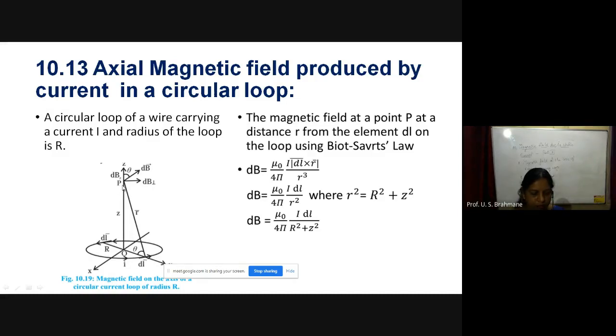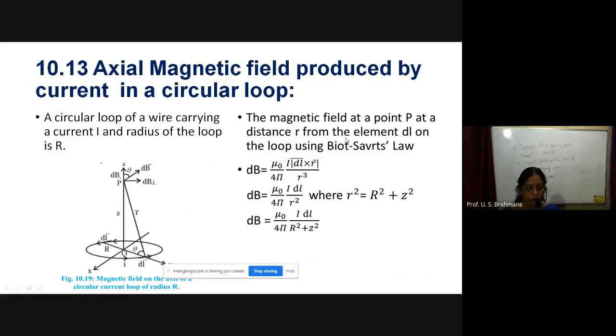So you can see that this is the z axis, and on this axis you're finding out the magnetic field at point P here. Now this loop is in the xy plane. Okay, so see here a circular loop of a wire carrying a current I, and the radius of the loop is r. So see, this is the radius of the loop.